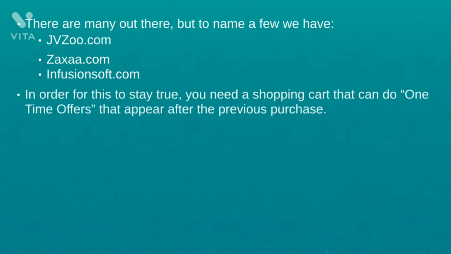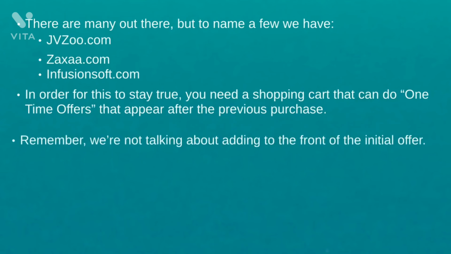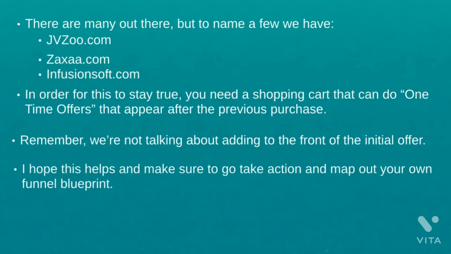Now, in order for this to stay true, you need a shopping cart that can do one-time offers that appear after the previous purchase. We're not talking about one-time offers that are added to the front-end initial offer. So you want to make sure that you do your due diligence and make sure that the cart is the type that is compatible, because some shopping carts will say that, but in reality, it's a very different one-time offer. That way it helps you differentiate between the two. So I hope this helps, and just make sure that you take action, map out your own sales funnel, find the right system that is for you, and go out there and conquer.